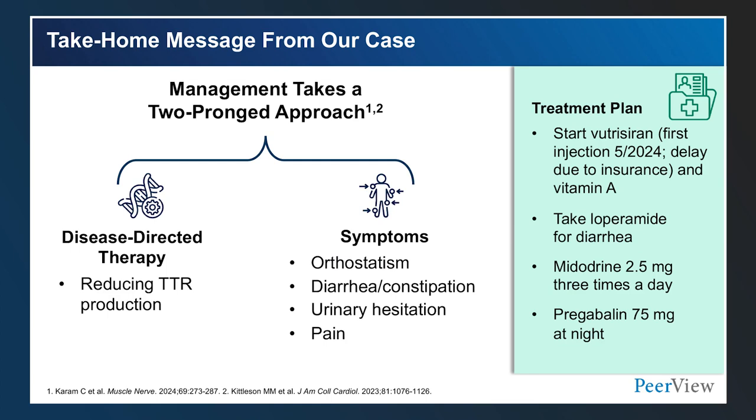So in this case, we're going to target again the disease itself by using the 3 medications that we mentioned before: patisiran, vutrisiran, or eplontersen, depending on what the patient chooses. And then managing the symptoms, which are really annoying for the patient. So loperamide for his diarrhea, midodrine for his orthostatic hypotension, and pregabalin for his pain.